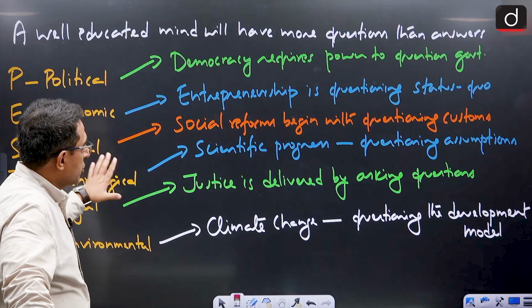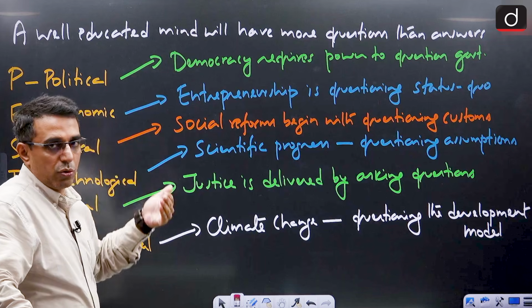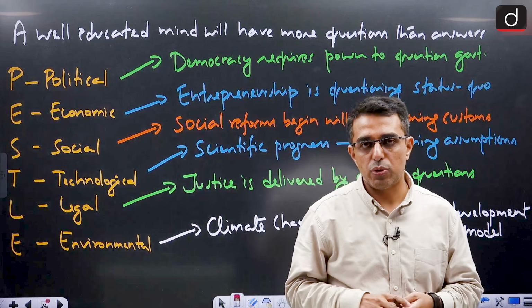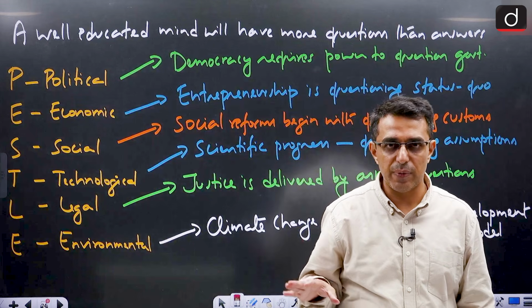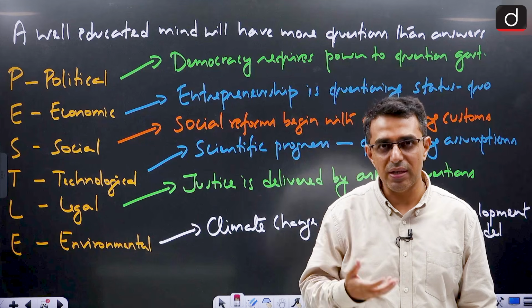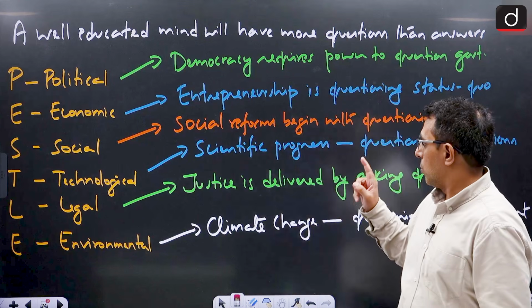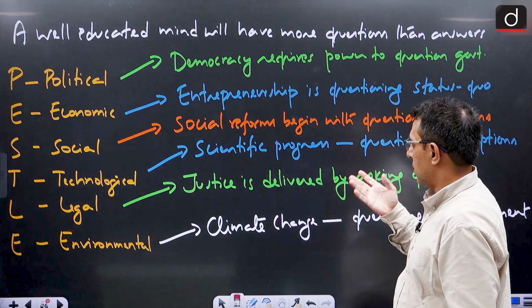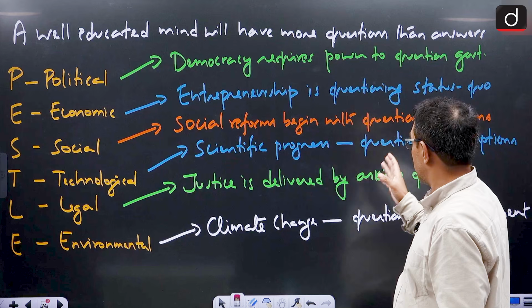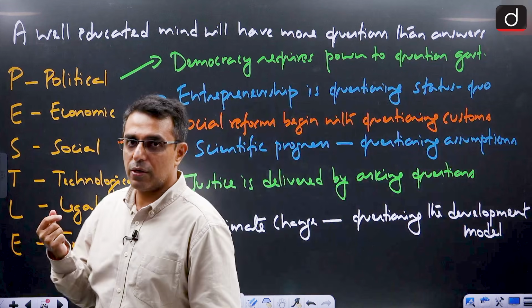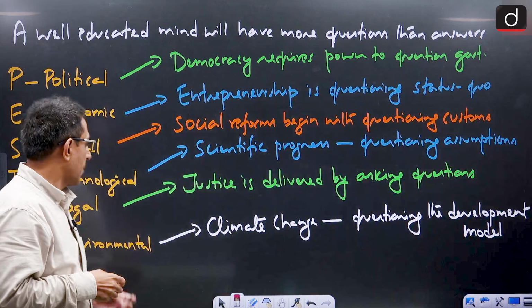Then in economic dimension, entrepreneurship is questioning the status quo. So how do the new companies come up, right? The startups. They are questioning how things have been done so far, and they are bringing some disruption into the sectors. So entrepreneurship is questioning the status quo. Social dimension, we can talk about social reforms beginning with questioning customs. For example, sati was questioned, then it was banned as a practice.